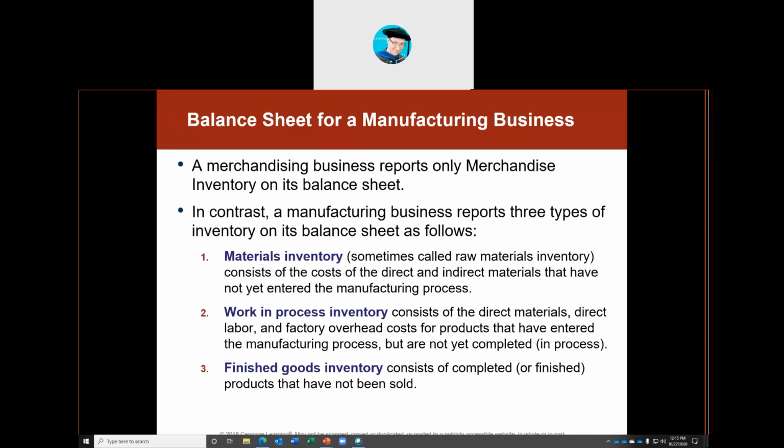The balance sheet for a manufacturing business, as I said before, and I'll say it probably several times more, under inventory, there are materials, work in process, and finished goods inventory. Materials inventory, those are your raw materials. That consists of costs for direct materials and indirect materials that have not yet entered the manufacturing process. Work in process inventory have already entered the manufacturing process, but they have not yet been completed. And then finished goods inventory are your completed goods that are ready and available for sale to your customers.